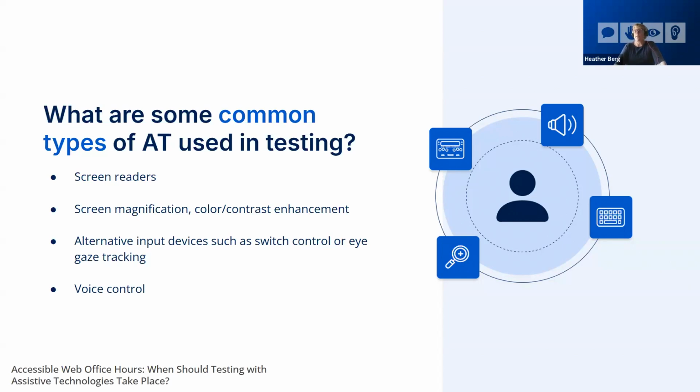Moving along now, alternative input devices. So such as switch controls or eye gaze tracking, these sorts of tools might be used by folks who maybe have limited manual dexterity or an ability to use the fingers and hands. And then also, lastly, voice control. And this might also be used for someone who maybe doesn't have any ability to use their hands. So they're using their voice to interact with their technology.